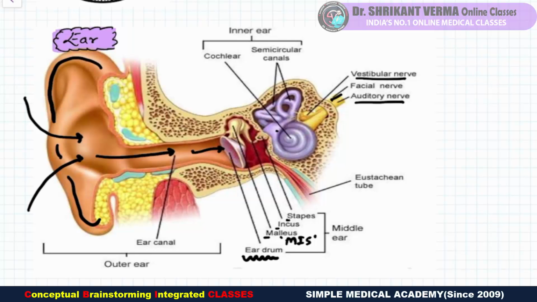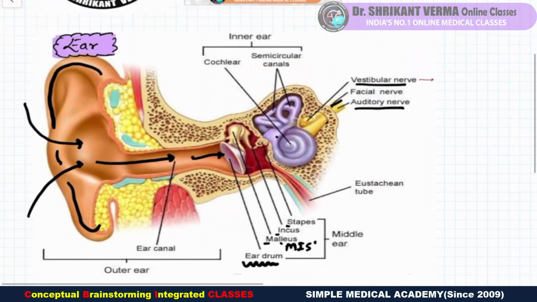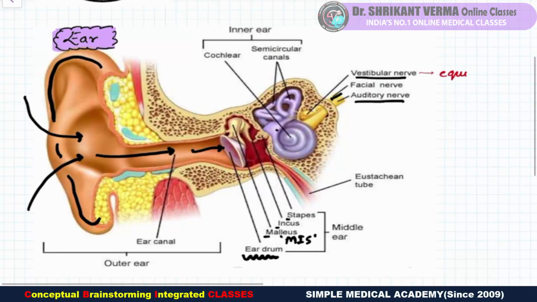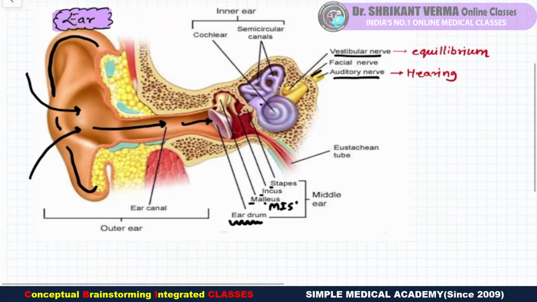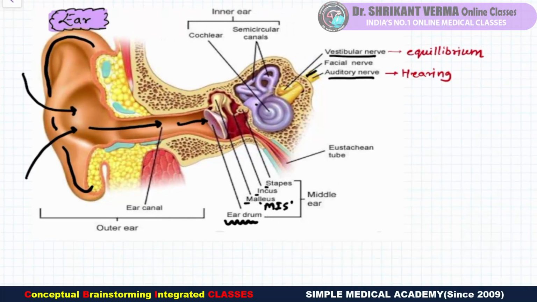Okay, what I want to tell you is that the vestibular nerve is responsible for the sensation of equilibrium. The auditory nerve is responsible for hearing. So both the nerves unite together and form the vestibulocochlear nerve. So this is the structure. First of all, we are getting the idea of how our ear is formed.